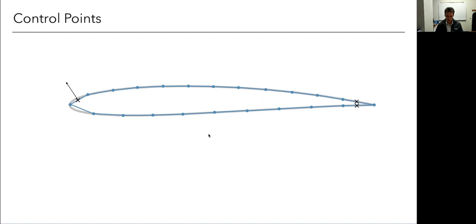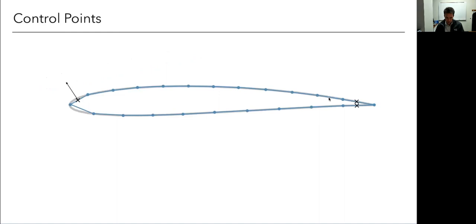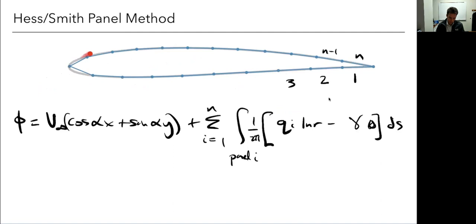All right, so we've already discretized. So we just now need to consider some generic panel i. Our paneling has a direction. It goes from i to i plus one. And so by the way we've defined it, this is going to be our tangential direction, right? Because we are just going to traverse. So tangential is going to go this way. And as we come back around, it's going to go this way.